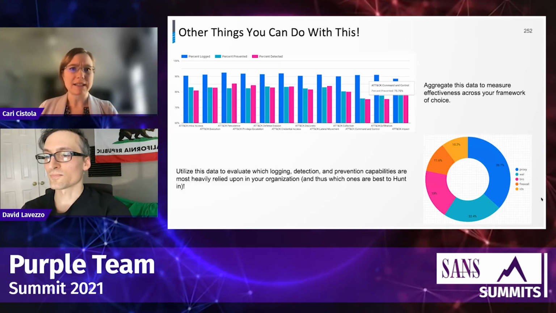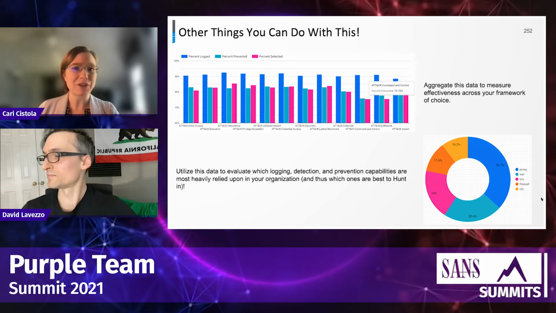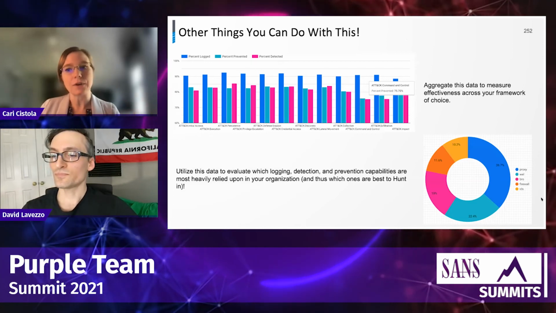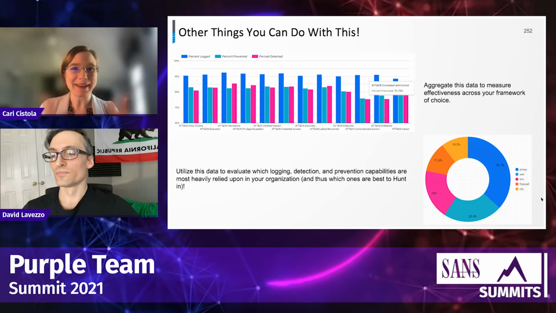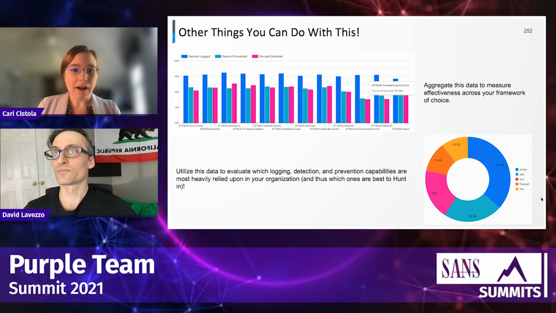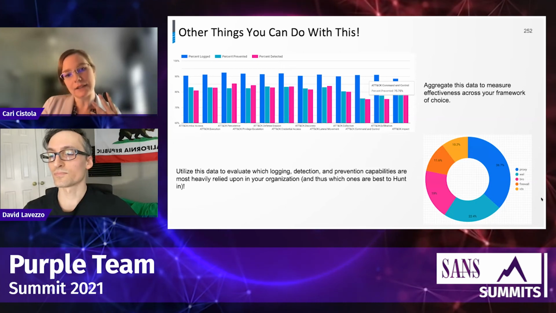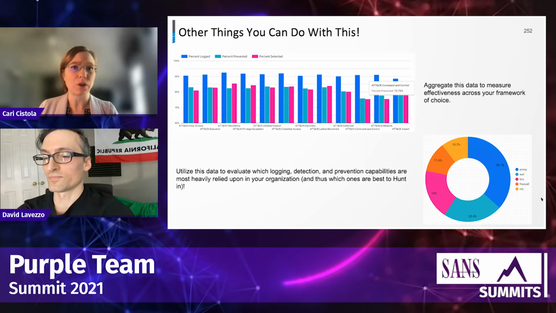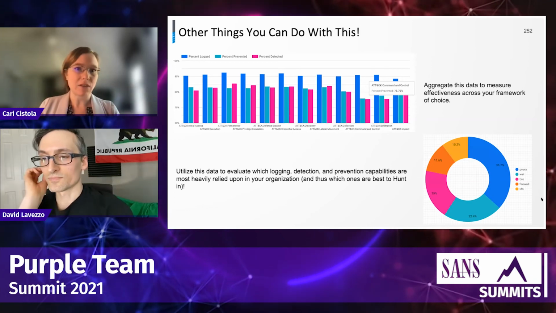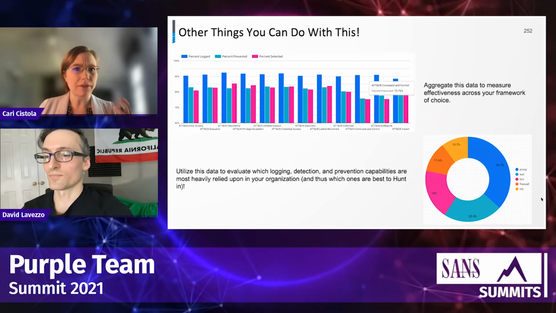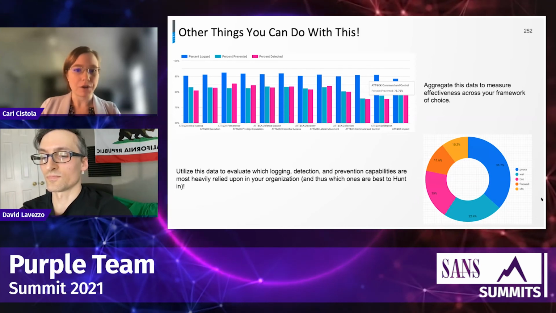But there are a lot of different ways that you can slice and dice this to make it meaningful depending on your use case. We can and do use this to measure our effectiveness over whatever framework of choice you have. MITRE ATT&CK is great, that's what we use, but you can use whatever you want. You can also use this as a hunter to get a sense of where we are leaning heavily in terms of logging, detection, prevention, et cetera. You can say our proxy logs are really important, or our Windows event logs have a lot of data for us to look at. So it can give you a sense of which data sources you can lean on more heavily versus not.